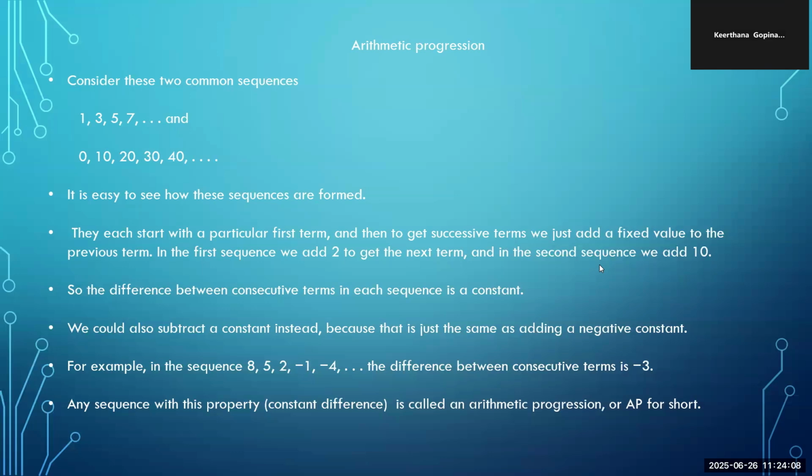So what will be the next number in this series, 0, 10, 20, 30, 40? 50. What will be the next number? 60. So how do you arrive at 50 and 60? See, how is the series formed? 0 to 10, what is the difference? 10. 10 to 20, what is the difference? 10. 30 minus 20 is 10. 40 minus 30 is 10. What will be the next term? Add 10 to 40, it will give you 50.